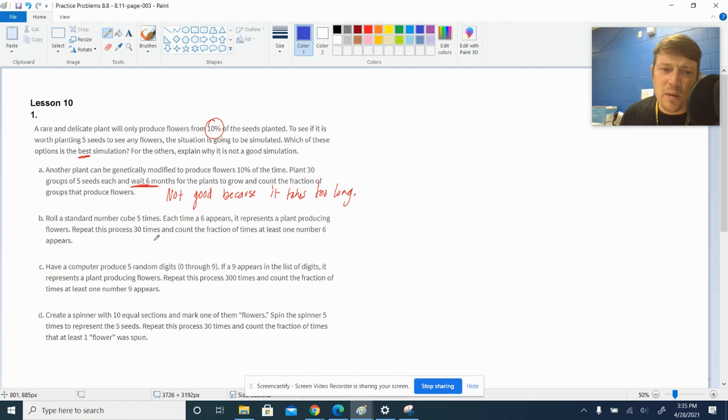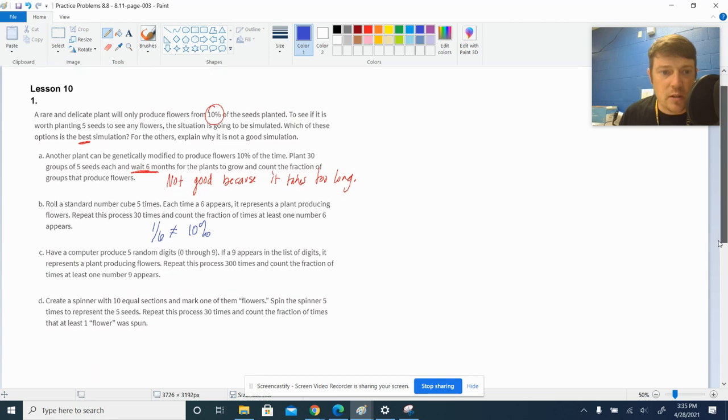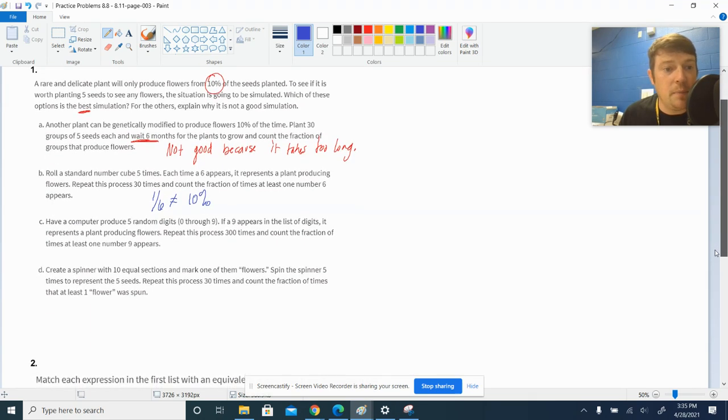Well, I don't like that one because 1 out of 6 is not equal to 10%. I like the idea, and doing it 30 times is a good idea, to do it multiple times. But that doesn't match the percentage that I need. I need it to be a 10% chance. So, not good because 1/6 doesn't match 10%. You can't roll a number cube and have a 10% outcome.